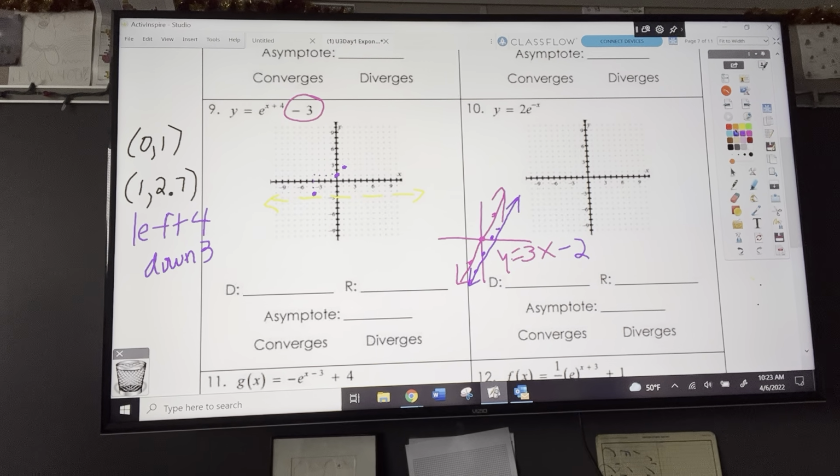I should be using a different color. Green. Good enough.